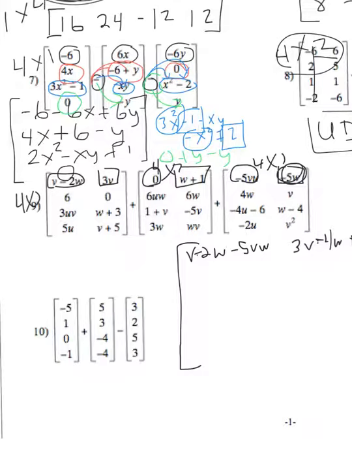Okay, the next one down, we've got a 6uw and 4w. Okay, those are not like terms, so I've got a 6uw plus 4w. And then the other spot is going to be a 0 plus a 6w plus a v. So just 6w plus v.